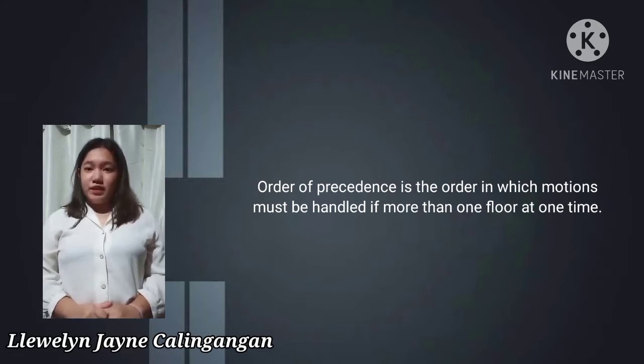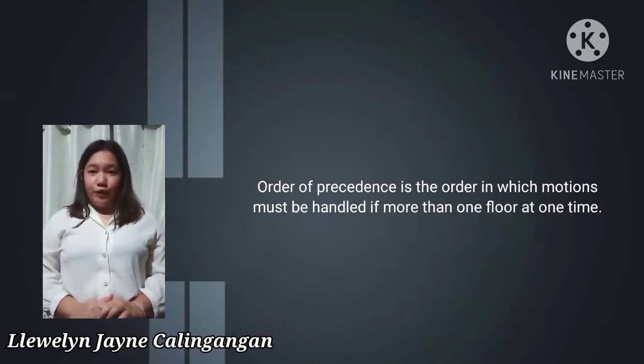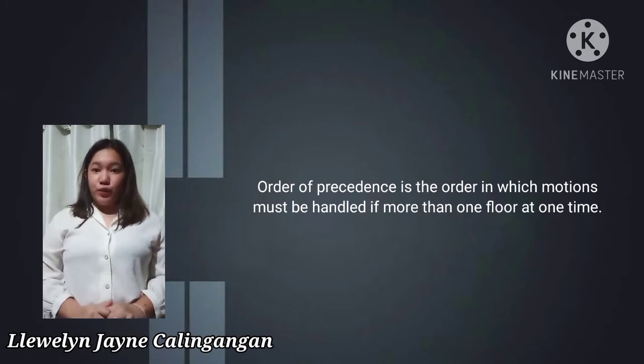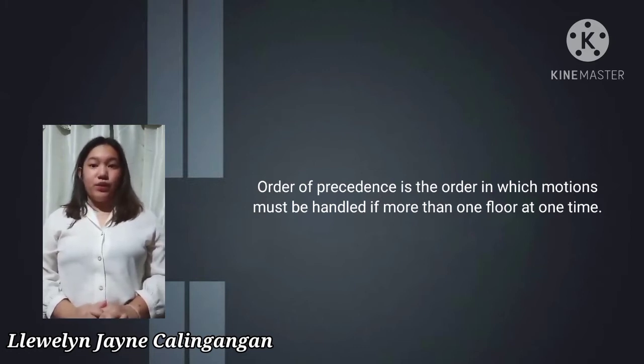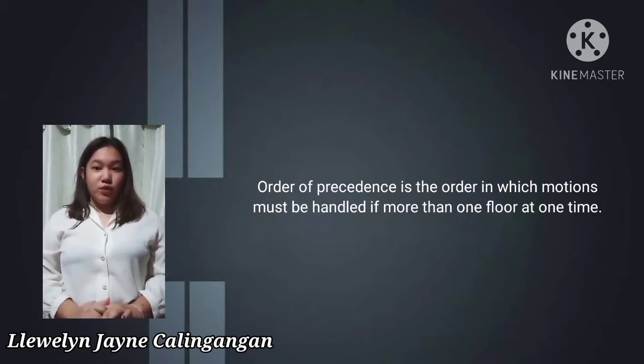The order of precedence is the order in which motions must be handled if more than one is on the floor at once. If a motion above it is being considered, a motion lower on the list is out of order. It loses its precedence once a motion is determined, since it is no longer on the floor.